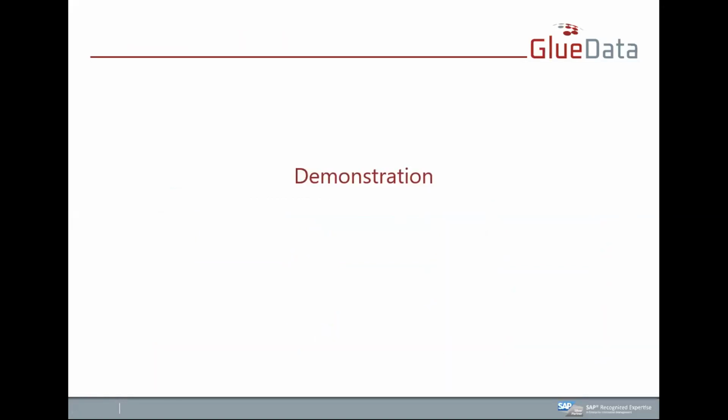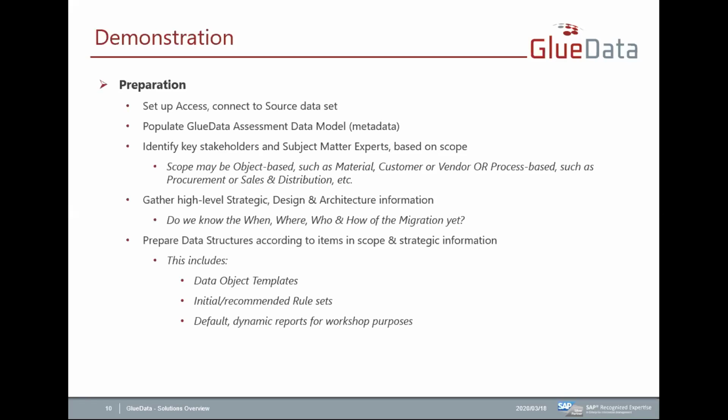Okay, I'm just going to take you through a quick static demonstration of the typical process we go through in doing data assessments. We come in, we prep, we set up, get access, we connect to the source data. We then extract metadata and structures to populate our data model we use for assessment. We identify key stakeholders and SMEs. You've heard that those are extremely important. We cannot do the assessment without them.